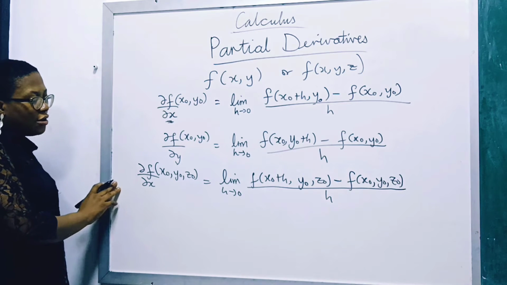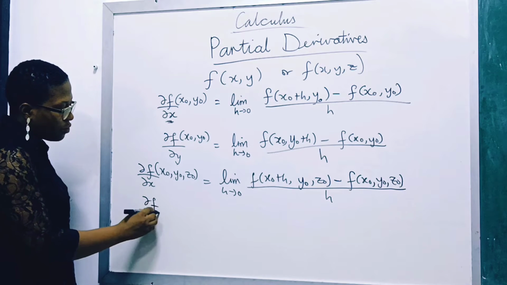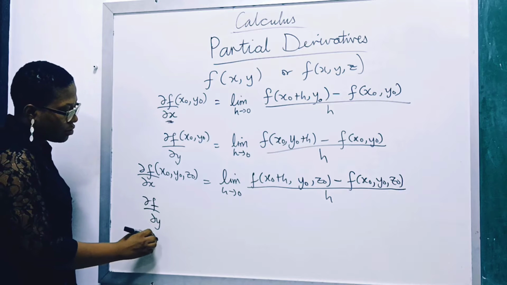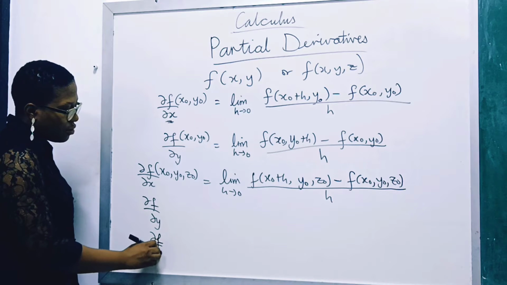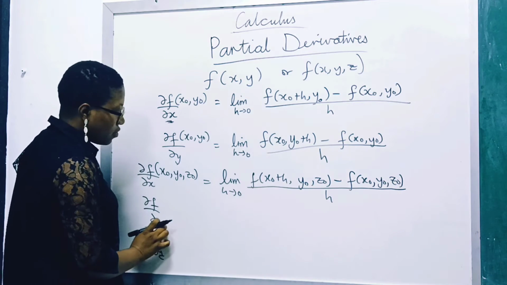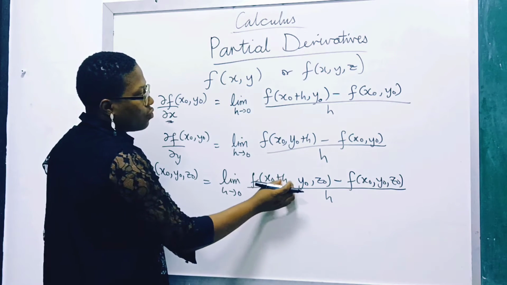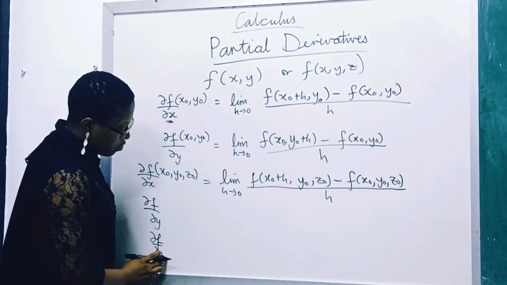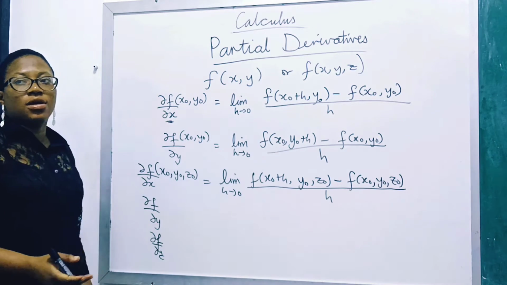So you can try to compute with respect to y and then with respect to z by yourself. You know that the plus h will now move to here for with respect to y. The plus h will move to here for with respect to z. So try to write it out yourself.